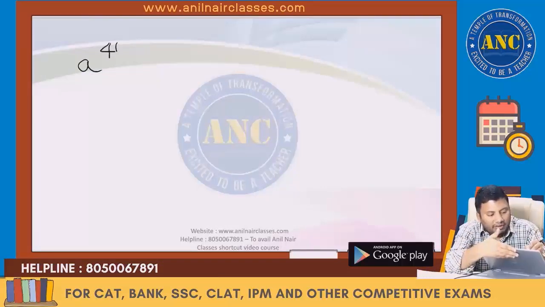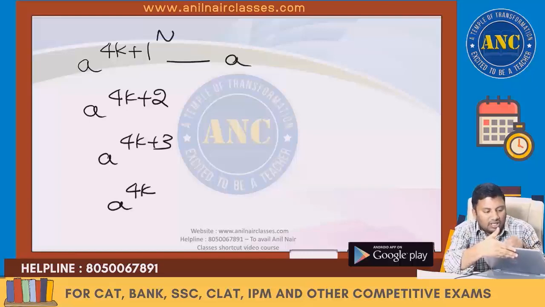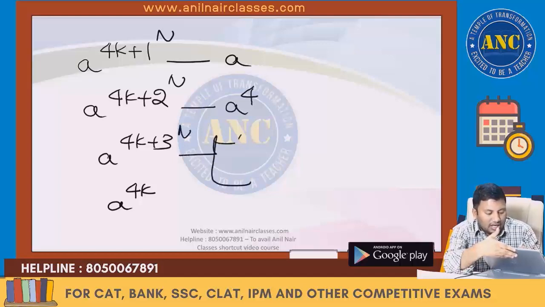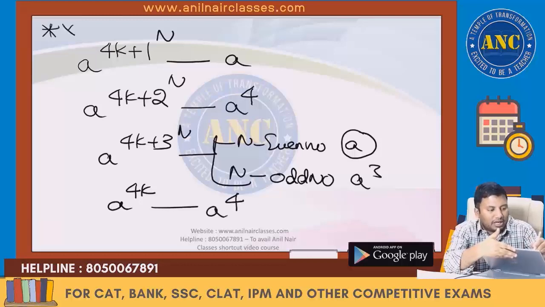Any number, when you divide it by 4, can be 4k plus 1, 4k plus 2, 4k plus 3, or it is perfectly divisible by 4. So a power n, which is nothing but a power 4, power n, has two cases. If n is an even number, it is a square. If n is an odd number, it is a cube. And a power 4k is anyway a power 4. Please make a note of this.